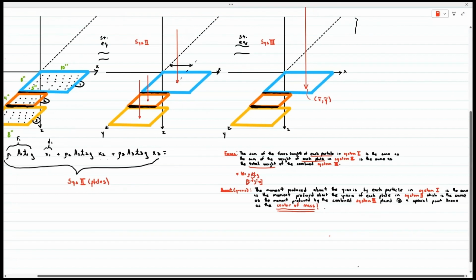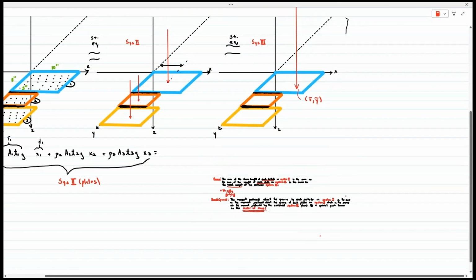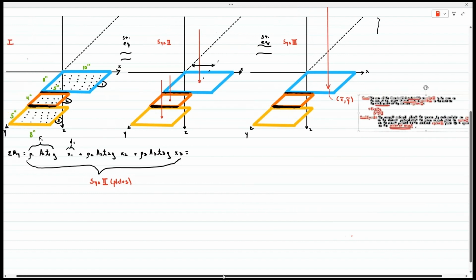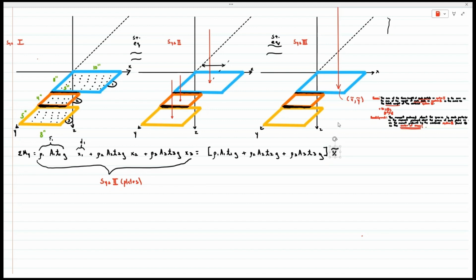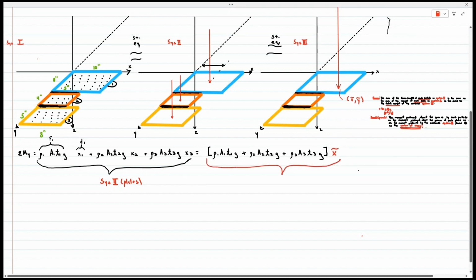We would say the moment produced by these three plates is exactly the same as the moment produced in the third system, where we place the total weight, or the sum of the weights of the three plates, at a distance equal to x bar, where x bar is called the center of mass of this system.